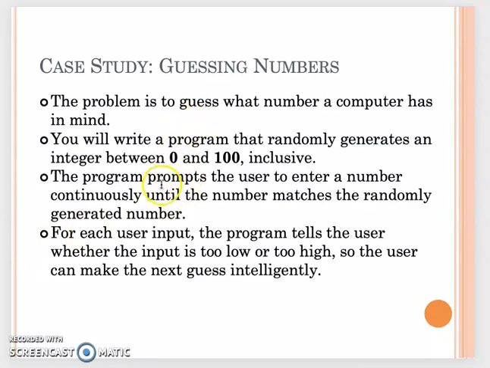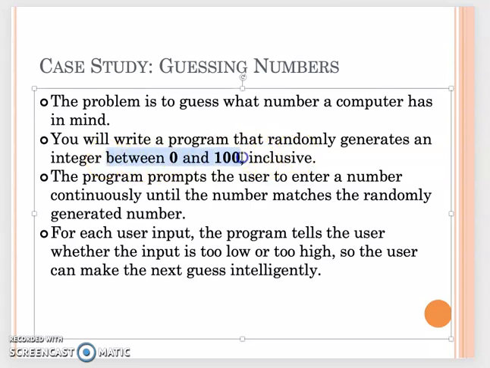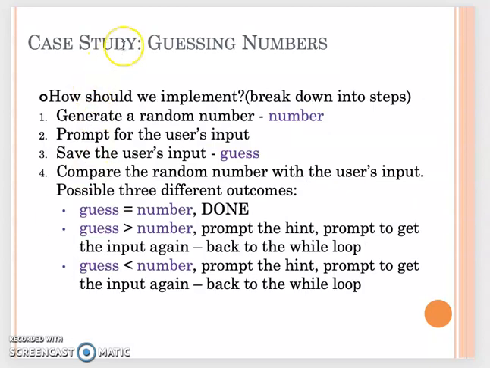So that's the requirement. You will write a program to randomly generate an integer between 0 to 100 inclusively. So be careful. Inclusively, that means you need to include 100. So then in the while loop, we check the user input. So here you will see the breakdown of how we will implement that.